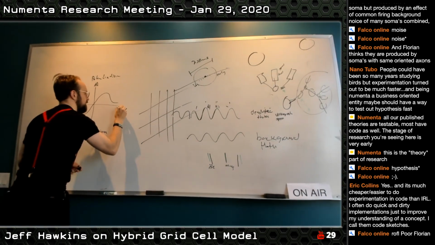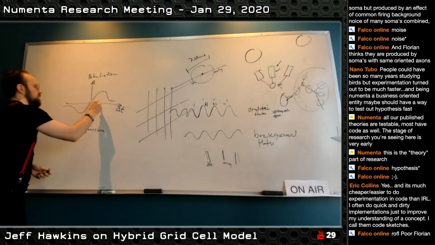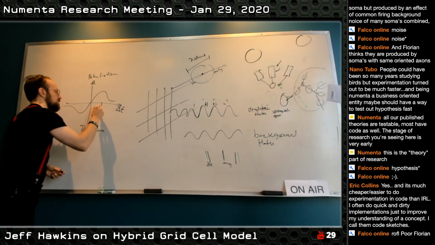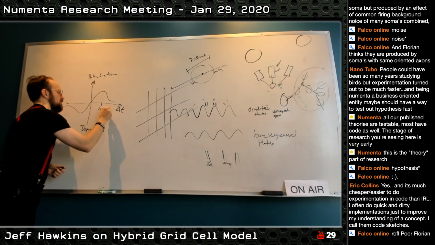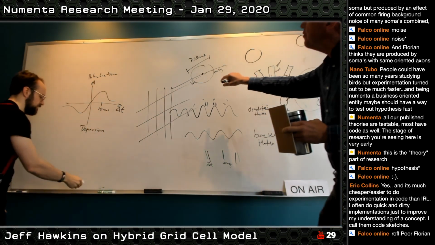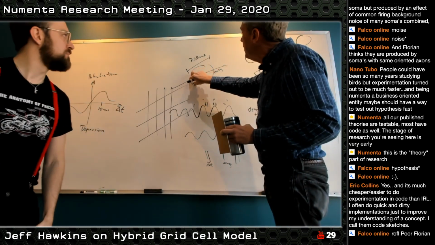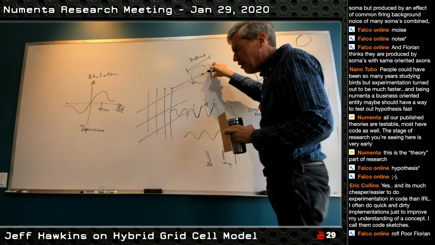Florian, I don't have a problem with the mechanism for this. I'm not asking how this could occur. I understand how that could do it. The question I'm asking, do we think it's actually happening? Do we think that there are populations of cells that are responding specifically to this, and another population of cells responding specifically when the animal's here?